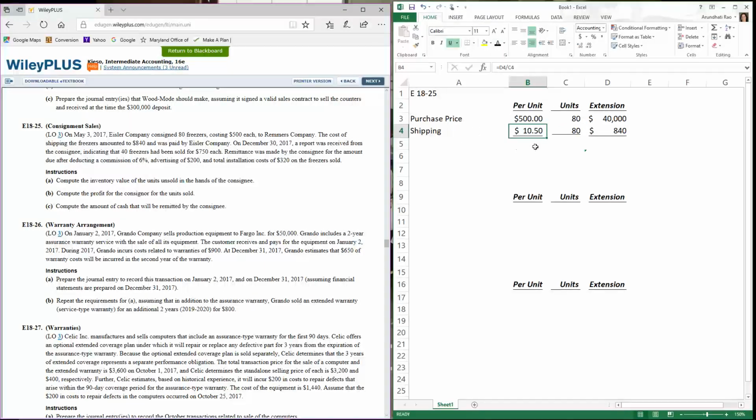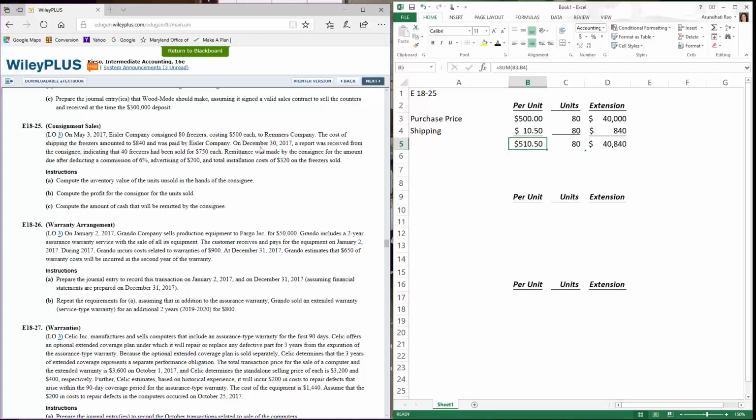That gives me $10.50 per freezer. So when I add up these costs, the average cost is $510.50 for 80 freezers. The total cost is $40,840. Let's continue reading the problem.